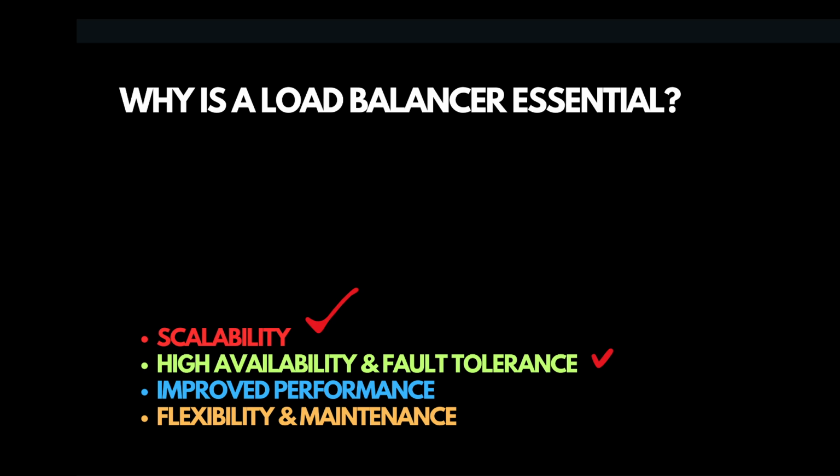But two, high availability and fault tolerance. Load balancers continuously monitor the health of your backend servers. If a server goes down, becomes unresponsive, or shows signs of failure, the load balancer automatically stops sending traffic to it and redirects requests to the remaining healthy servers. This ensures your application stays online even if individual servers fail, providing high availability.